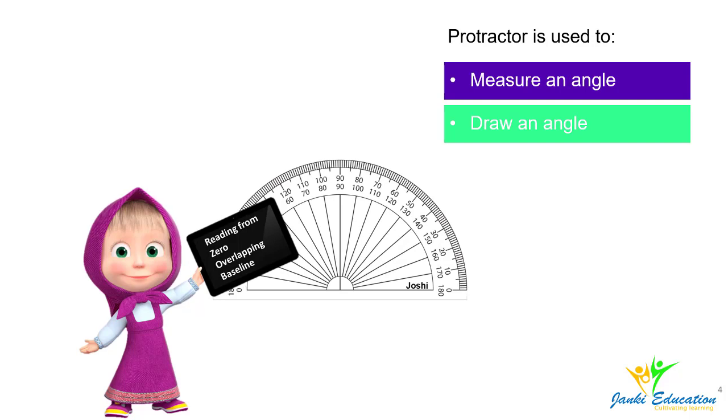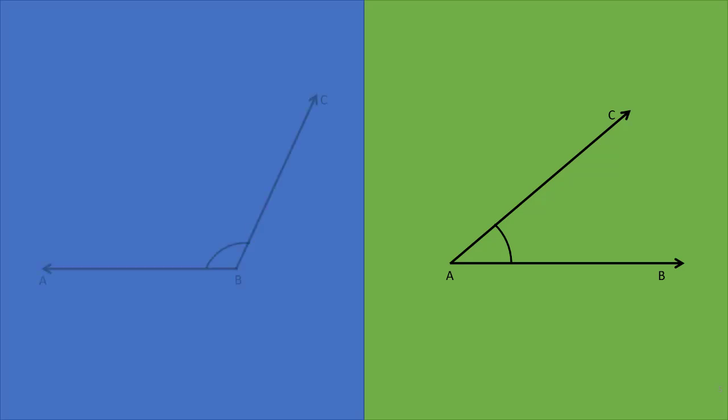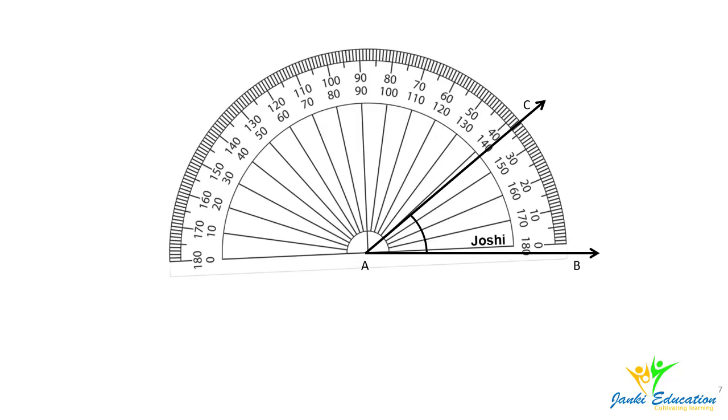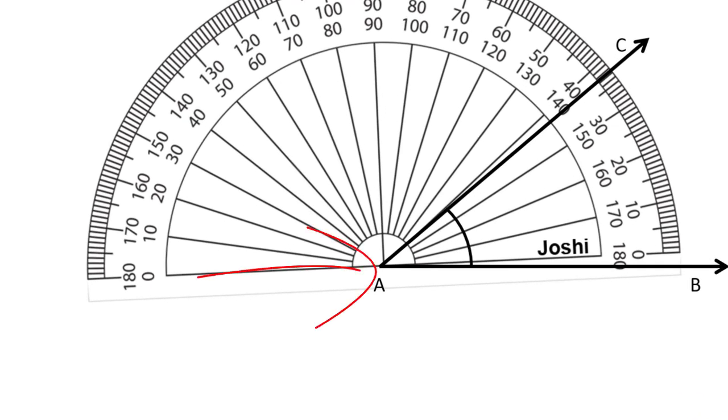So here you may have two type of angles, like this angle CAB and like this angle ABC. First we will see angle CAB here. So this is your angle CAB. To measure this angle, you need to place your protractor here. You need to maintain the center point on the vertex here.